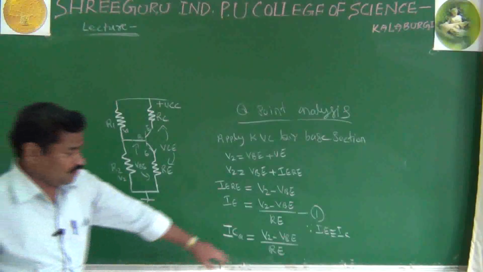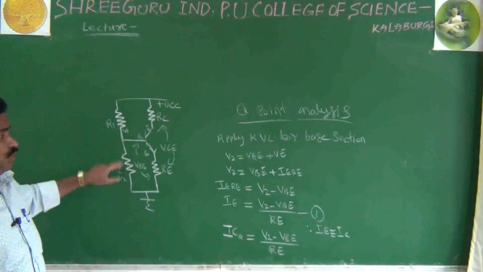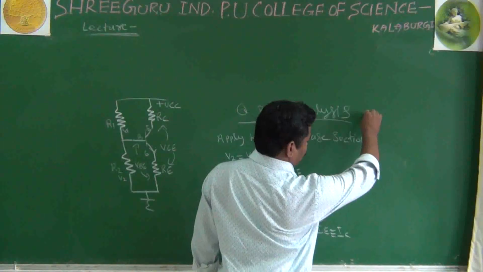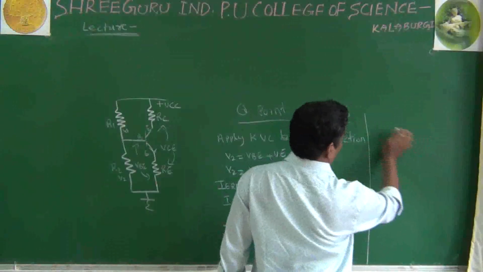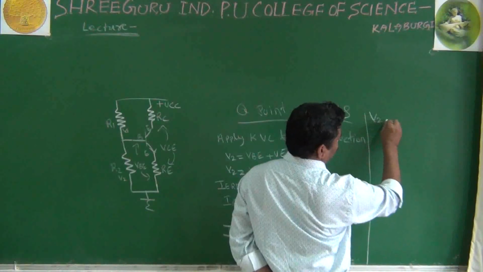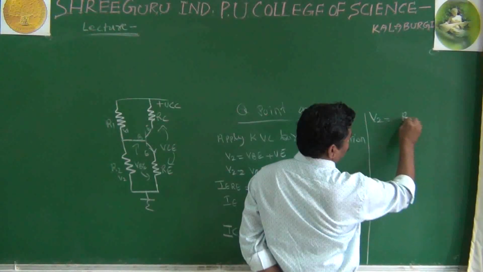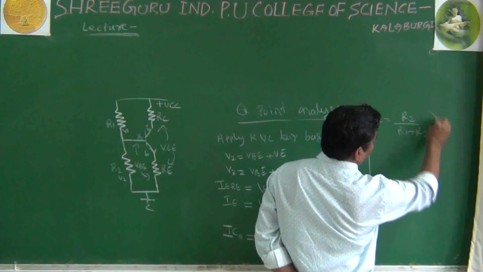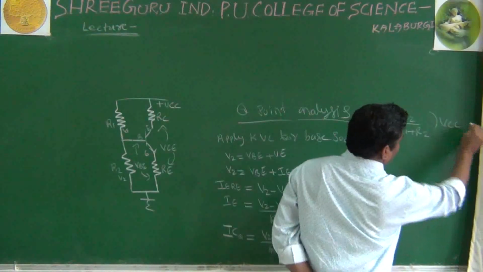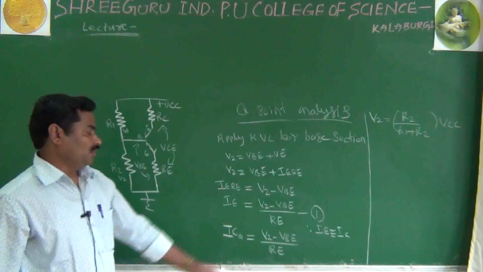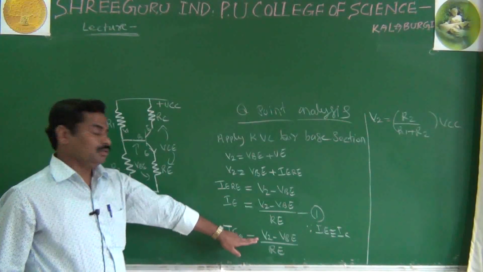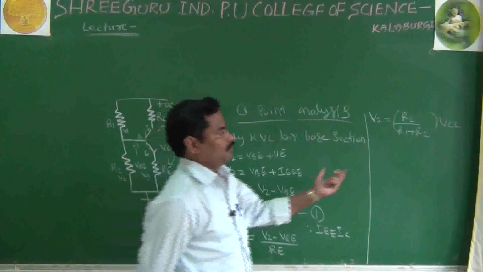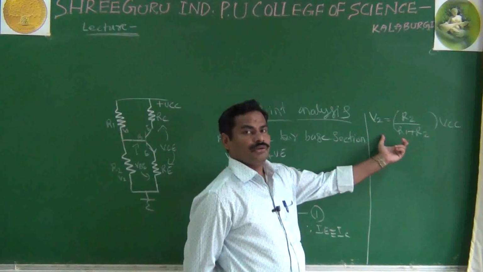And here, what is V2? As I said, we are applying voltage divider biasing. Here you can write V2 as R2 divided by R1 plus R2 into VCC. What is V2? V2 is the voltage across R2. You can use the formula for the voltage divider rule.